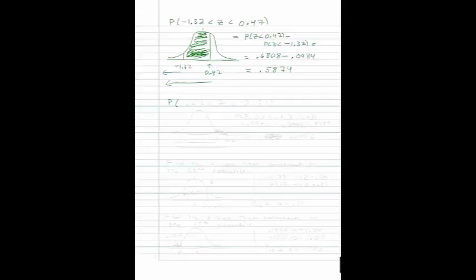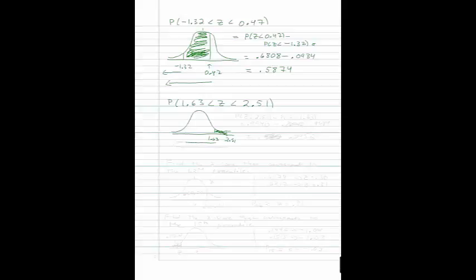So we'll take the probability that 1.63 is less than z is less than 2.51. This time we expect the number to be quite a bit smaller. We are to the right of the distribution. So 1.63 might be here, and 2.51 might be here. So all we are looking for is that little bit of area in between those two.